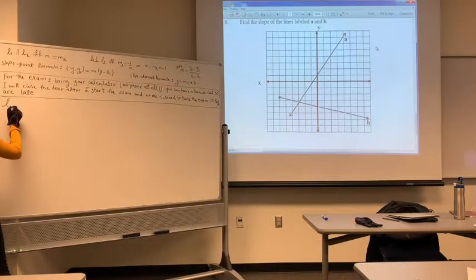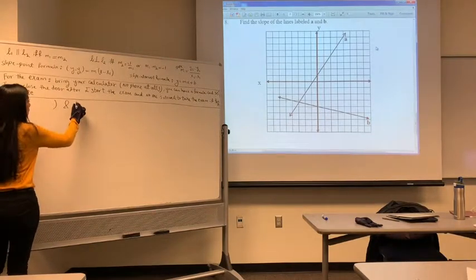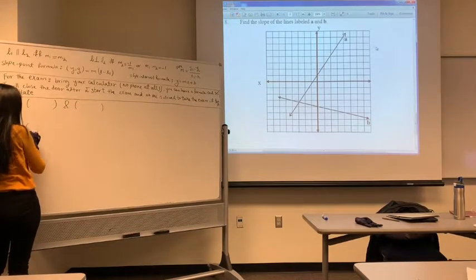So I'm going to label this as LA, and then label the other line as LB. So find 2 points, okay, on your own. I'm not going to solve until you are done.